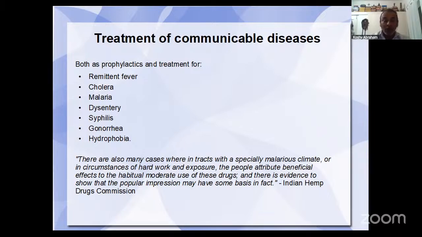We see numerous witnesses stating that in places where the weather conditions are very hot or humid, or the water is bad, for example for soldiers who travel from one place to another, and even the spiritual sadhus who travel to places where the water is considered not of good quality, all these people felt that cannabis was effective in helping to prevent these common communicable diseases. So the Hemp Commission summarizes that there's widespread evidence, and there is a general popular impression that the use of cannabis can prevent and treat these diseases.